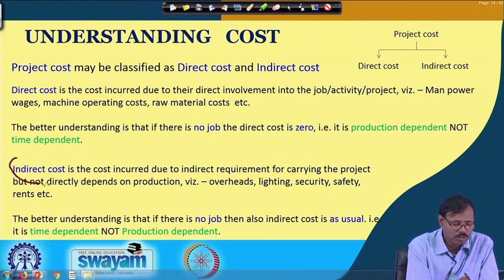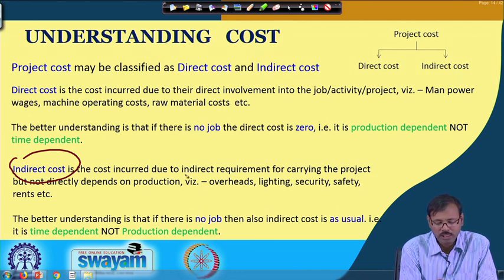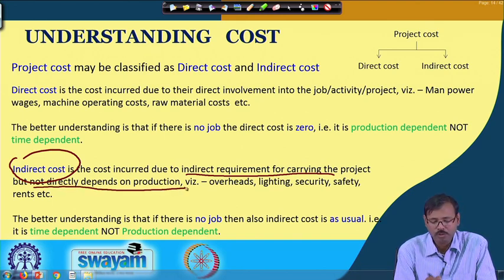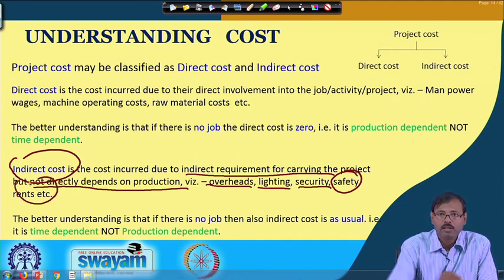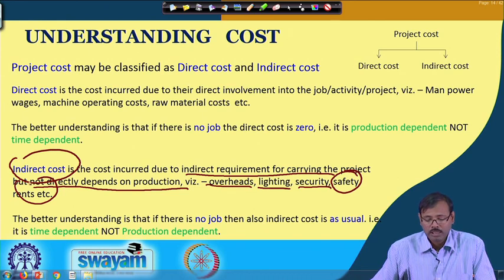Indirect costs are those costs incurred due to the indirect requirements of carrying out the project, but which do not directly depend on production, like overhead costs, lighting of the area, security, safety requirements, and rent of the area. All those things come into this. Taxes, for example, are sometimes direct cost and sometimes indirect cost. Suppose you are considering the mining case: whether you are mining or not, you have to pay the cess, which is basically the rent of the land, and that has to be paid.